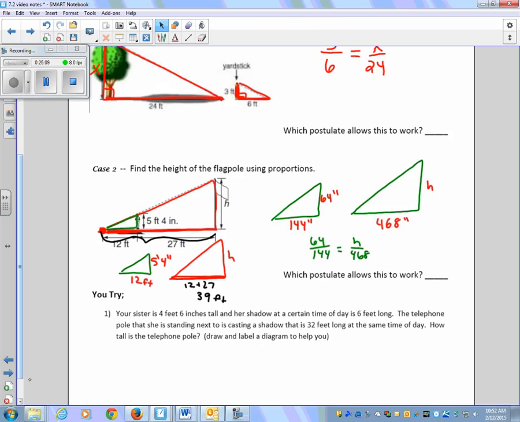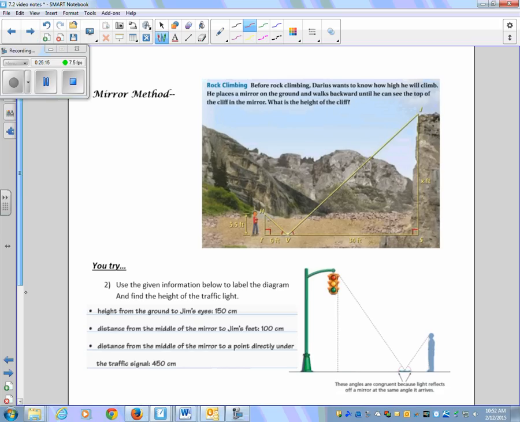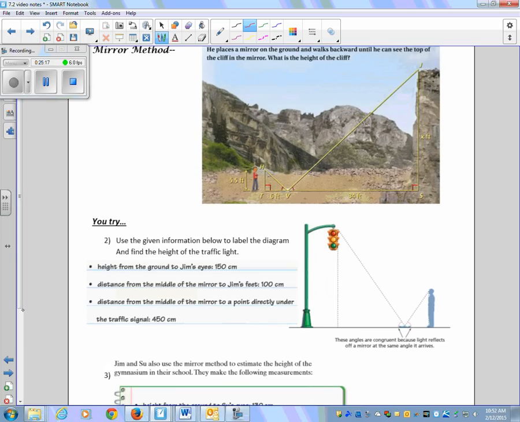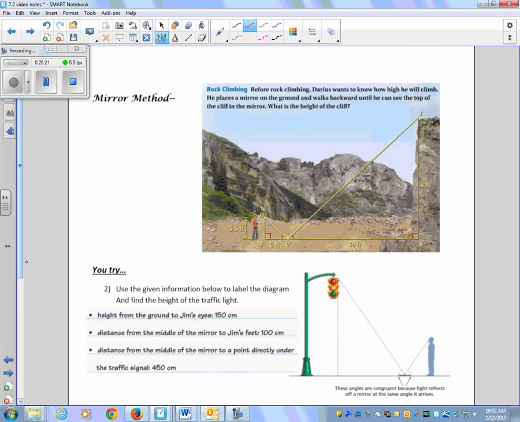You're going to try this one on your own. I'm actually running out of time. The bell's about to ring, so I want to get to this mirror method. The mirror method is kind of cool because you can actually do this with your house or whatever, if you want to know how tall your house is.